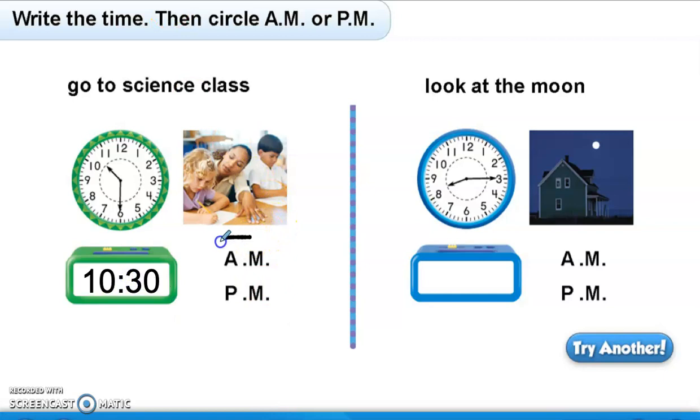Because again, 10:30 p.m., hopefully by that time you are sleeping. So 10:30 a.m. would make the most sense here, okay? Now it says, look at the moon.